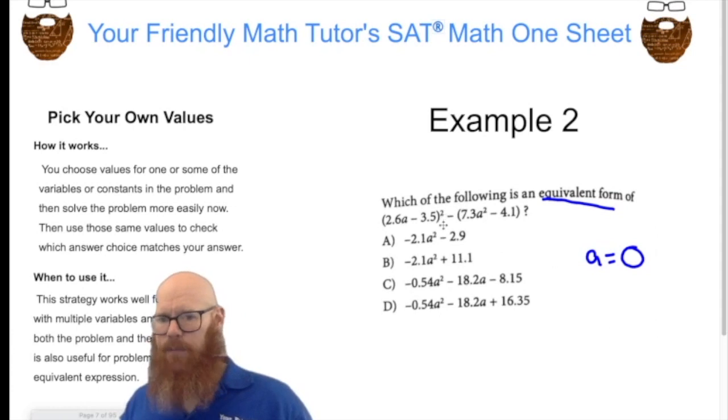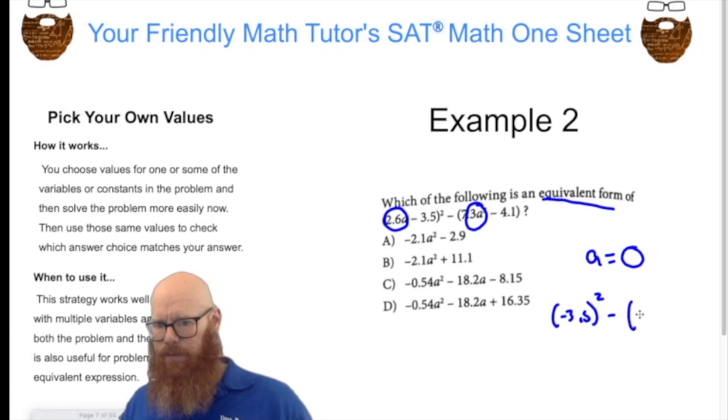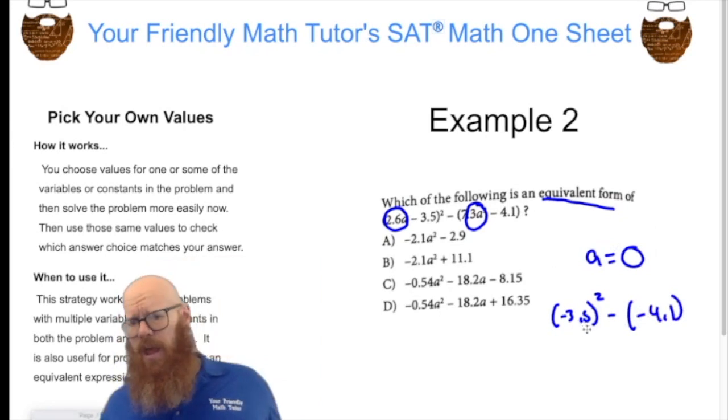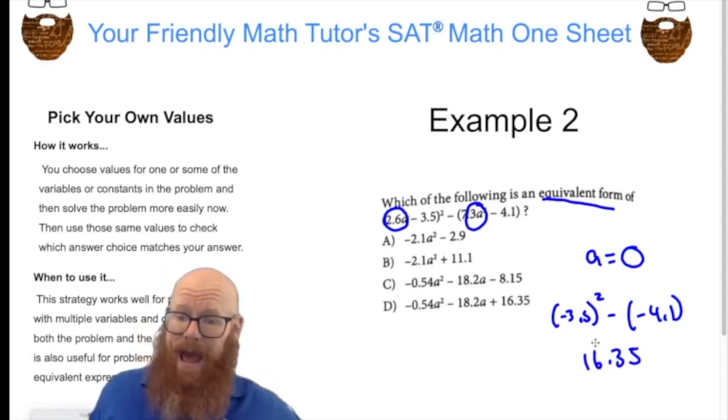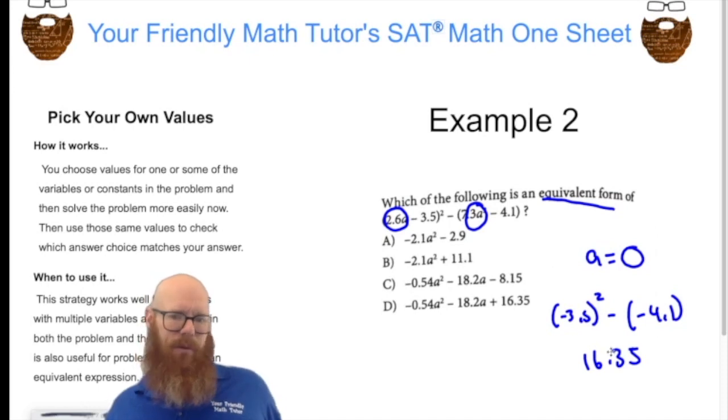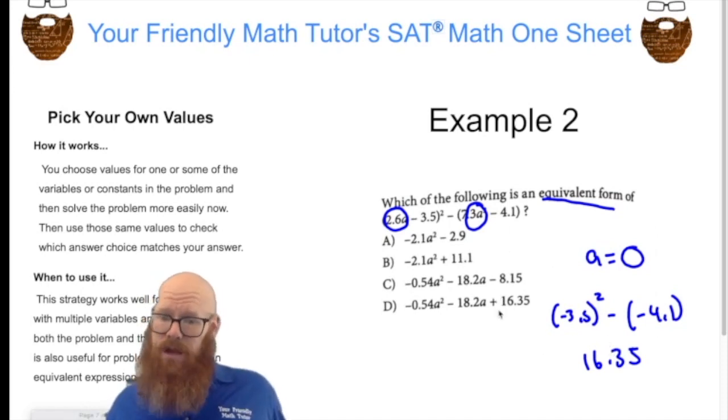So if I substitute in 0 into the expression, that means this part goes away and this part goes away. So I'm going to end up with just negative 3.5 squared minus negative 4.1. You can use a calculator for this. You will end up getting 16.35. So now, when I plug in 0 to all my answers, the answer that also gives me 16.35 must be an equivalent expression. We just got to watch out for multiple answers giving you that value.